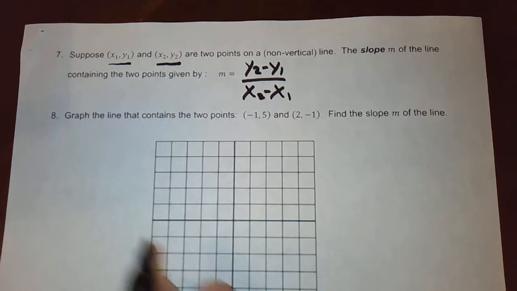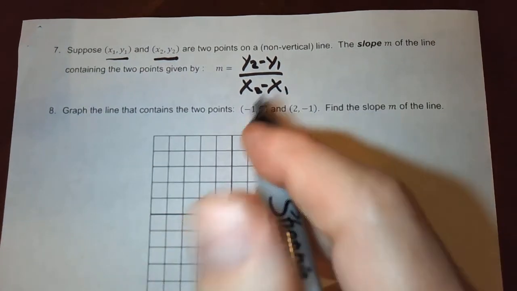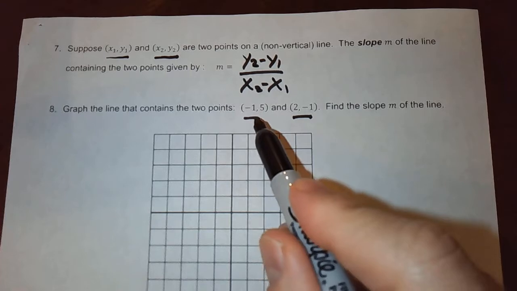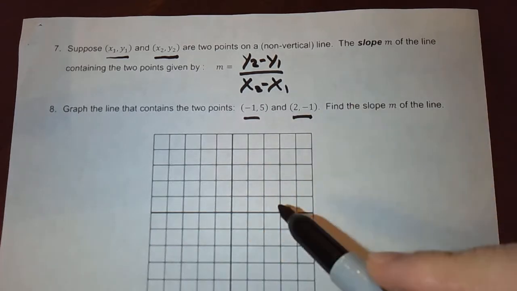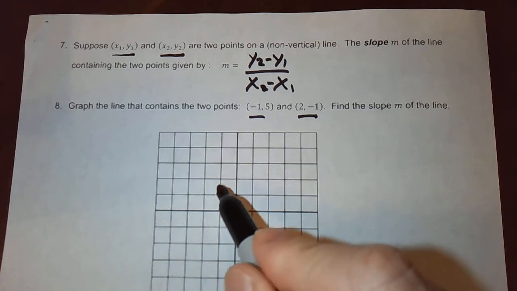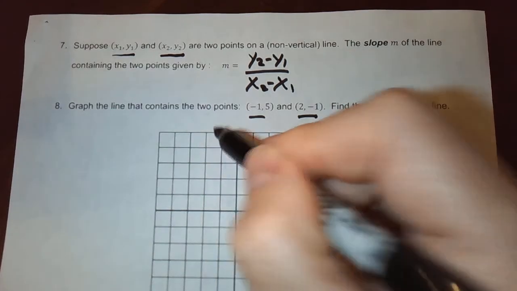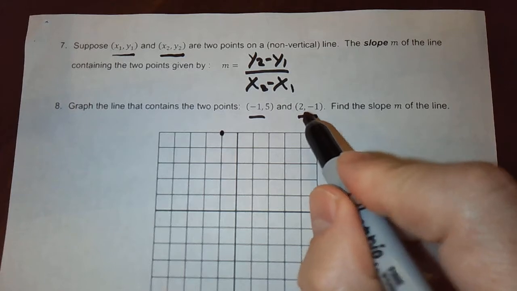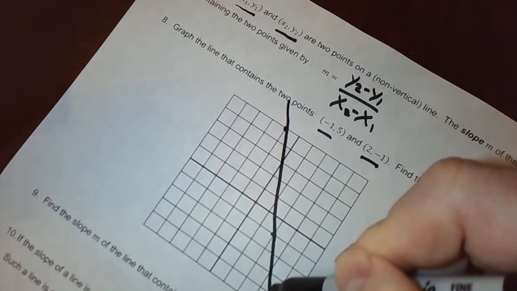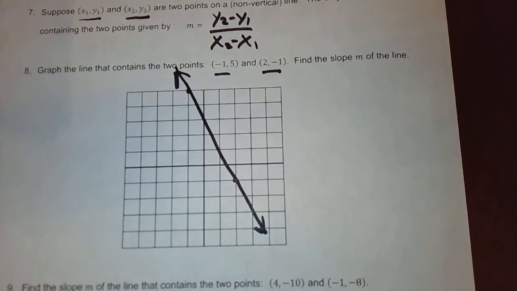Number 8. Let's graph the line that contains this point and this point. And then we'll compute the slope after that. So all we really need to do is plot this point and this one and draw a line through them. So (-1, 5) means go to the left 1 and up 1, 2, 3, 4, 5. And the other point is (2, -1). Go to the right 2 and down 1. So if we just connect those with a straight line, there, we've graphed the line.